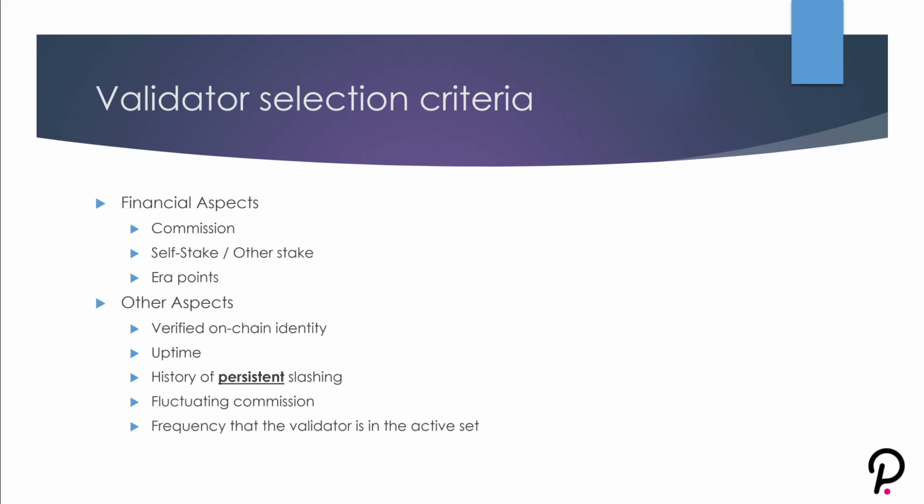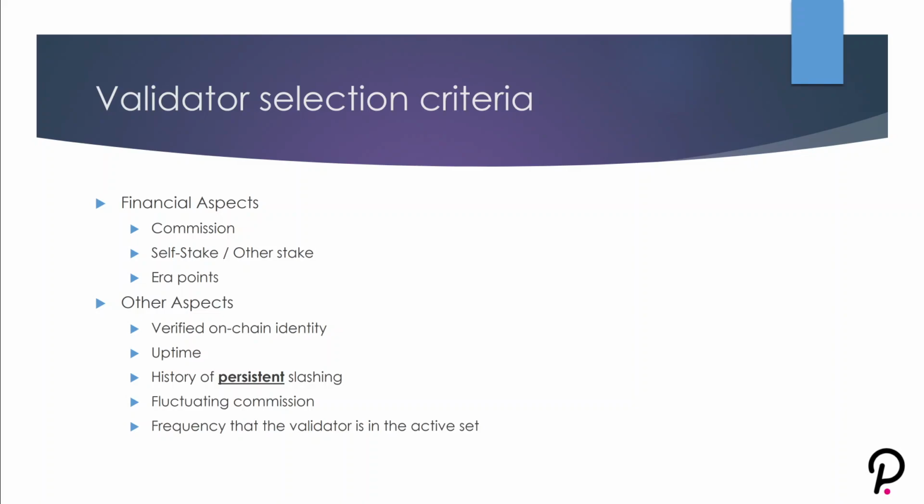Era points. Era points are important because era points represent achievements while you're an active validator, and more era points means that the validator gets a bigger slice of that overall reward. Again, I will touch on that a bit more.